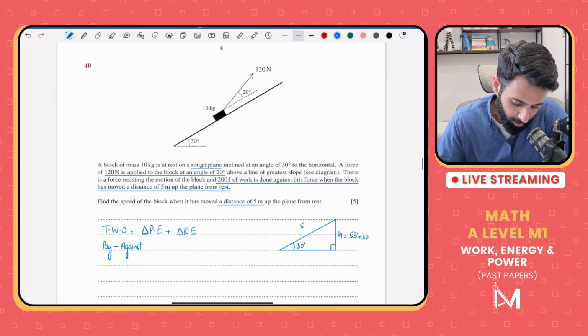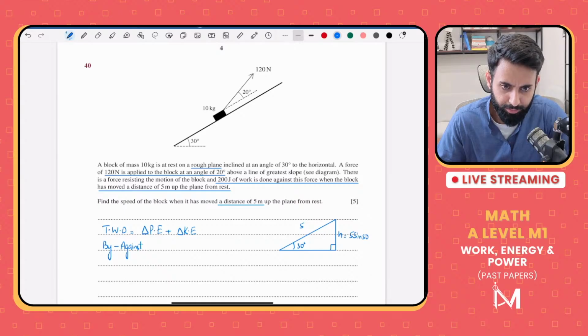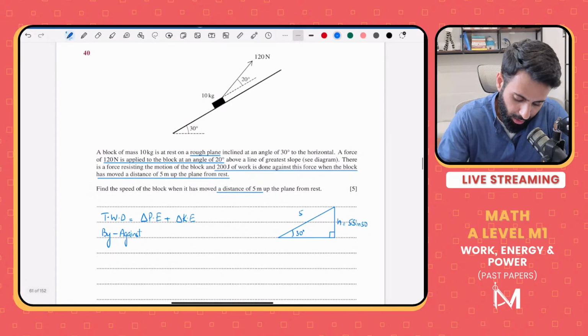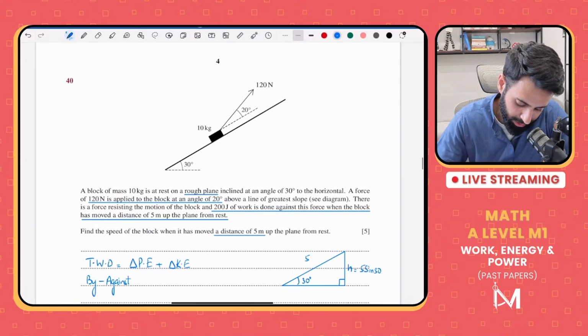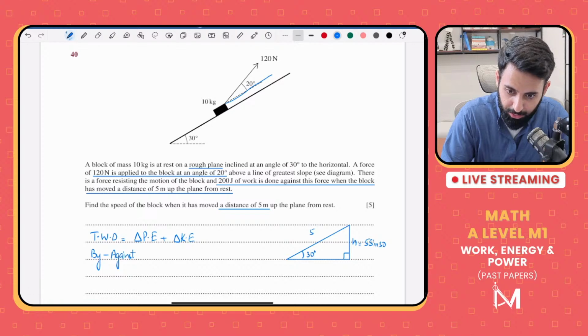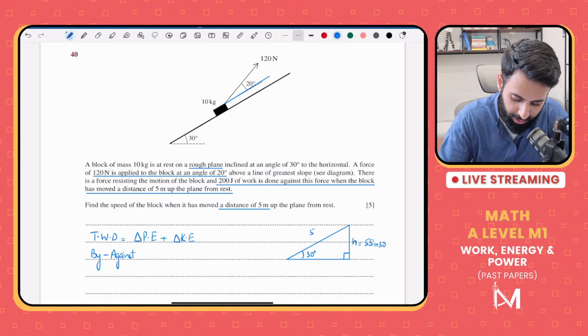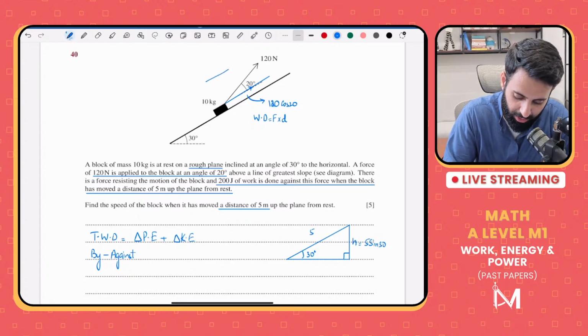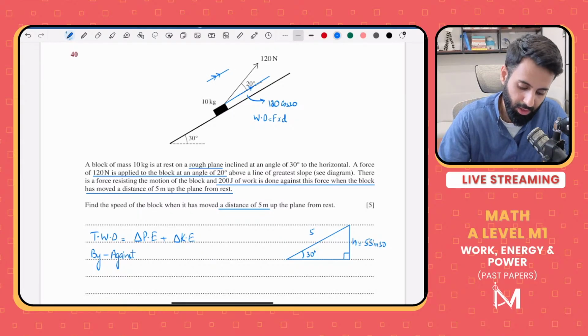Now what else can we consider? As far as the work done by the driving force is concerned, remember, because the object is moving in this direction, we have to consider the force in this direction as well. What would be the force in this direction? The force in this direction would be 120 cos 20. Remember, when we're calculating work done, which is equal to force times distance, the force and the distance must be in the same direction. So because the object is moving in this direction, we have to take this component of the force as well.